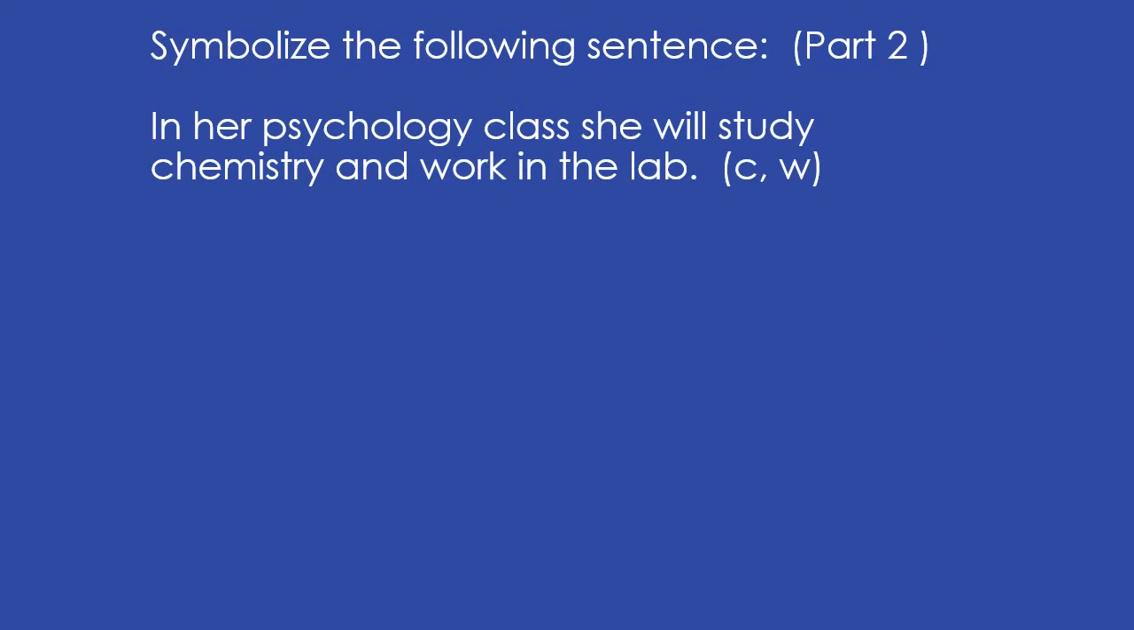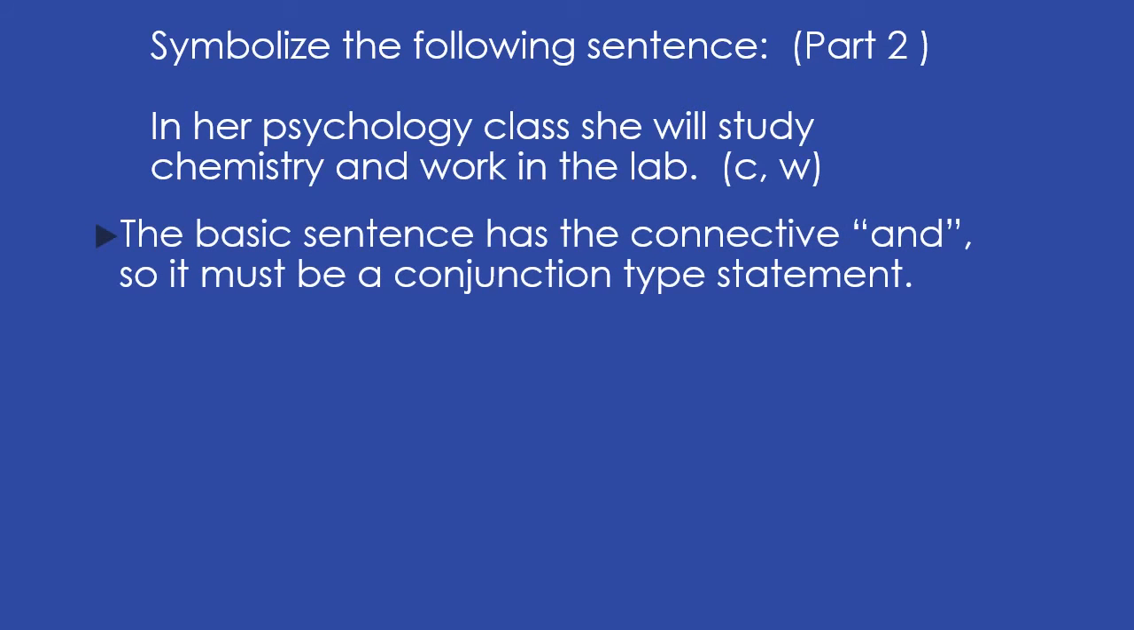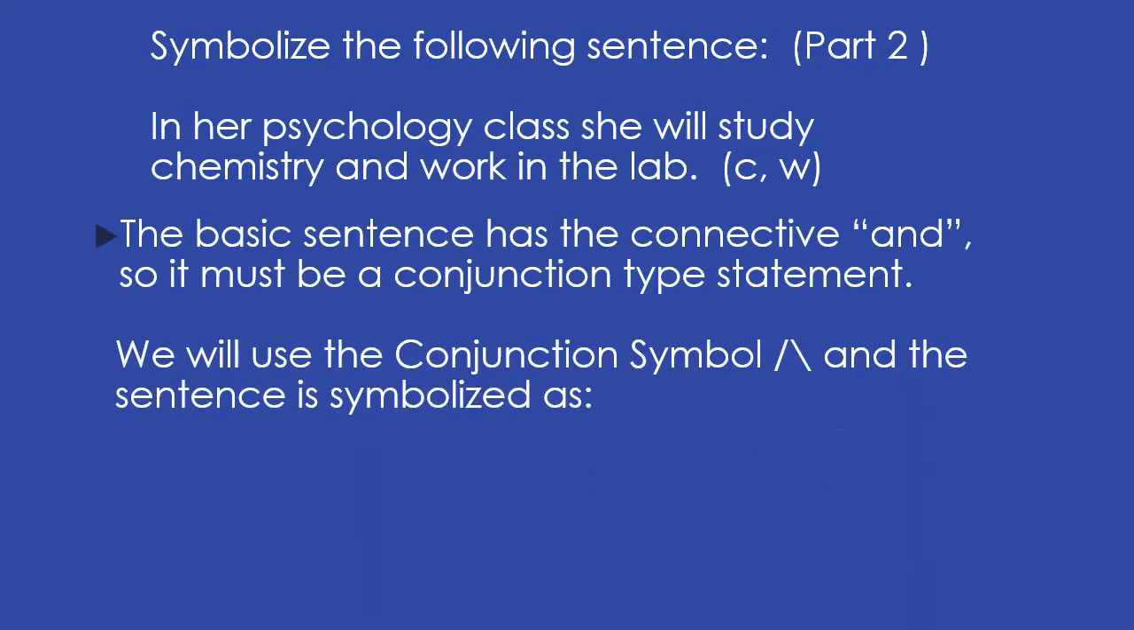So we look at our sentence, in psychology class, she will study chemistry and work in the lab. So logically, what we're really concerned with is just that she will study chemistry and work in the lab. The connective is an and, so it must be a conjunction type statement. So we use our symbol for conjunction, and we symbolize our statement as C and W.